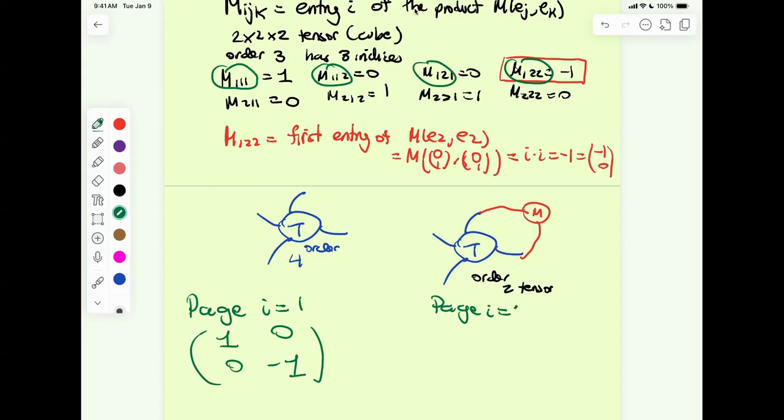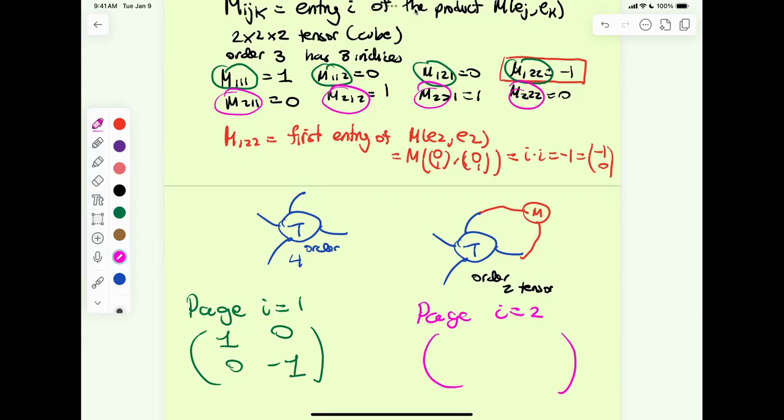Oh, sorry, let me use a different color. Page i equals 2 would be this one, and that one, right? And that gives you a better understanding of what the tensor looks like; somehow it feels more organized this way. And then the idea is that if you were to draw it as a cube, this is the first page facing you, and this one is literally on the back, depending on how you arrange it. So that looks cool, right?